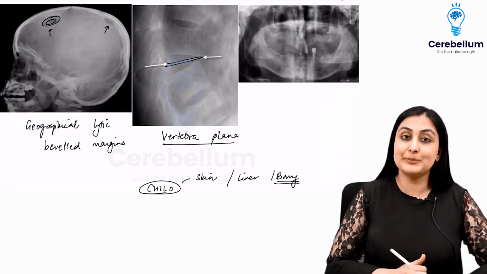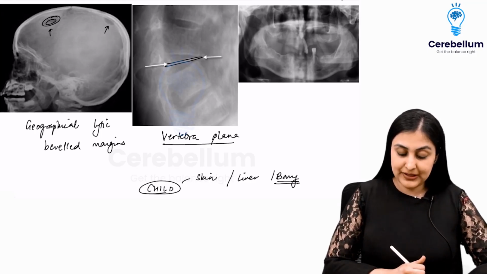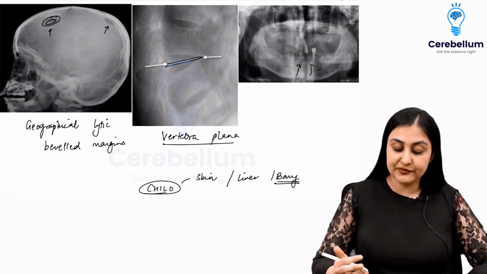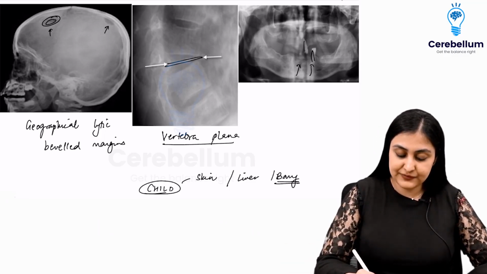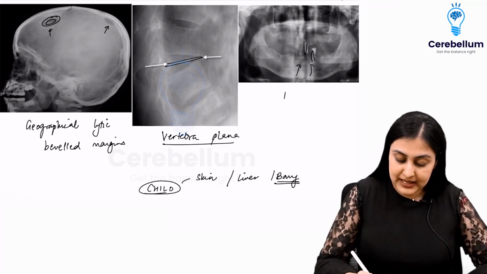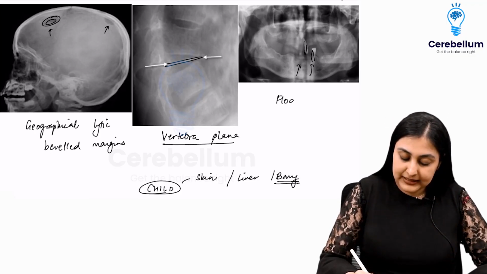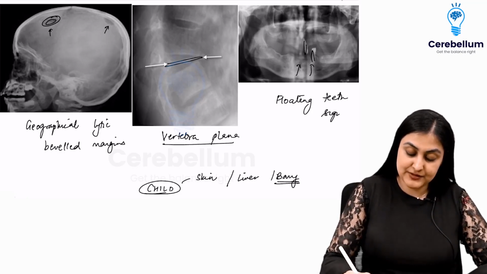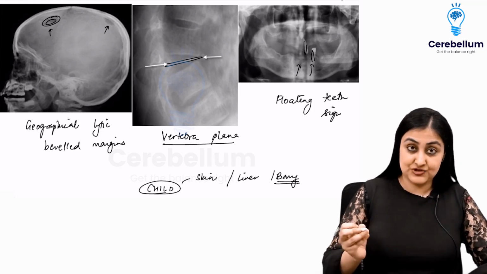Complete flat plain vertebra plana. In the mandible, you can see how there are so many multifocal lytic lesions. It looks as if the teeth are floating. This is called the floating teeth sign. So these are three appearances that we have as far as LCH is concerned.